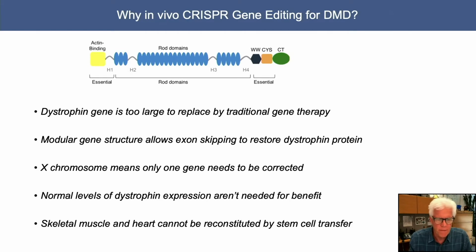Fourth, only a relatively small fraction of dystrophin protein needs to be restored in order to confer benefit to boys with Duchenne. And it's considered that even as little as 15% of dystrophin protein could have dramatic therapeutic benefit. And finally, skeletal muscle and heart cannot be reconstituted by stem cell transfer. And so this has necessitated strategies for in vivo gene editing. Next slide, please.